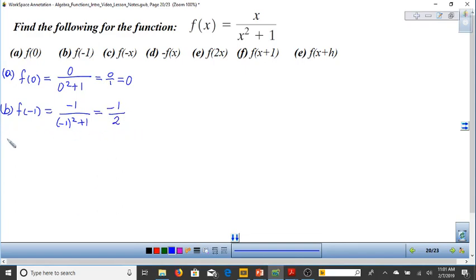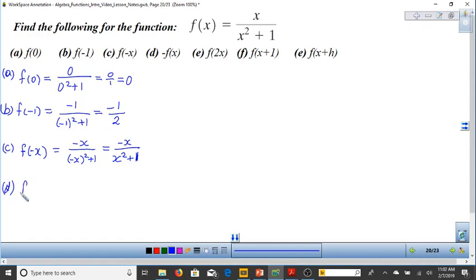Then let's go for f of negative x. It's part C. F of negative x means replace all your x's with negative x. So we have negative x on top, the square of negative x at the bottom, plus 1. Now, that turns out to just be negative x on top, and then the square of negative x is just x squared, because when you square a positive, you get the same as what you get when you square a negative. So that's it. Negative x over x squared plus 1. So we're done with that question. We'll go on to part D.